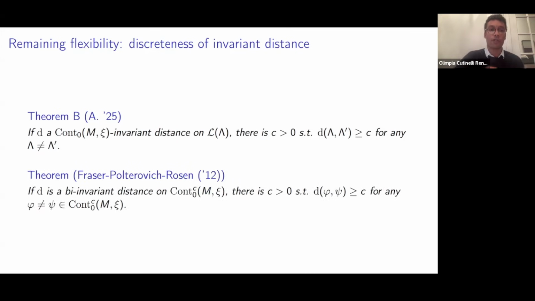And as I said just before, there is a similar result found by Fraser, Polterovich, and Rosen for the bi-invariant distance on the group of contactomorphisms. So there exists a constant C such that the distance between phi and psi is greater than C for any phi different from psi, if your distance is bi-invariant. Okay, if you don't have any question, maybe I move to the proof. So now I want to prove these two theorems, or at least give some ideas of the proof.